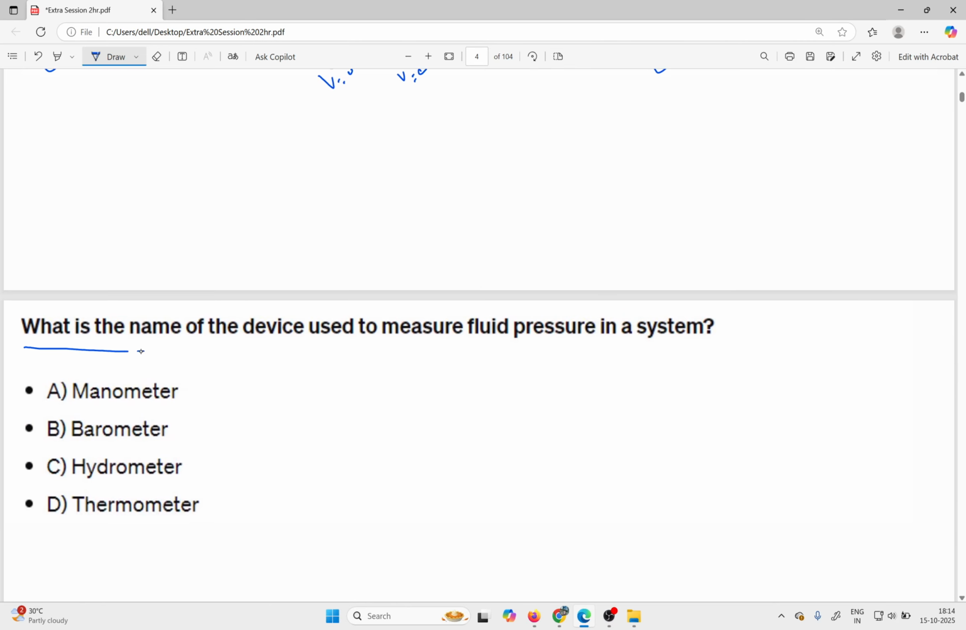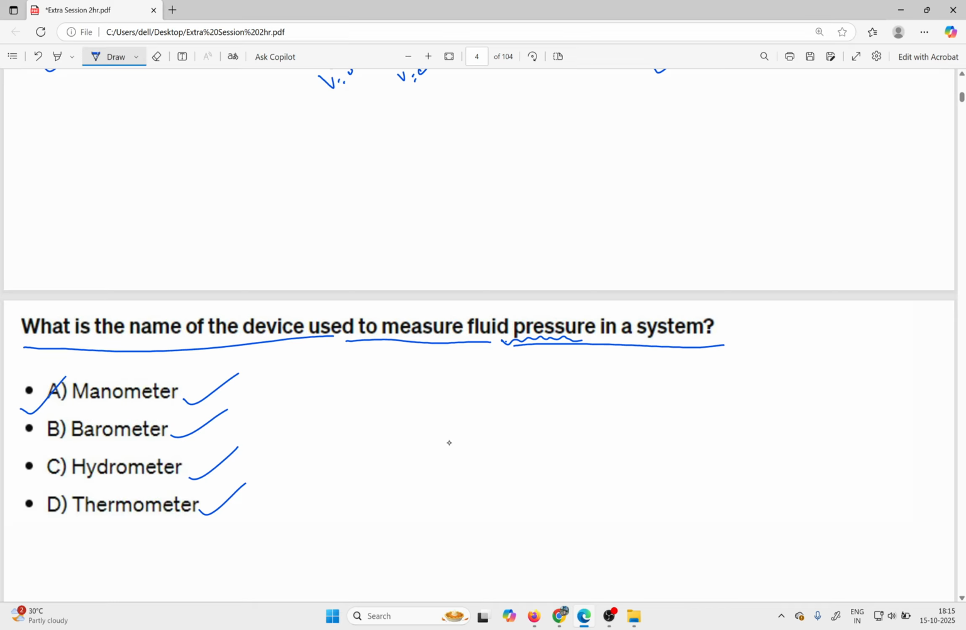What is the name of the device used to measure fluid pressure in a system? Manometer, barometer, hydrometer, thermometer. So just think on that, whether barometer you can use, whether manometer you will use, or hydrometer. One thing is very, very important: measure the fluid pressure or pressure difference, you can say. So which option will be correct? So here the correct option will be manometer.